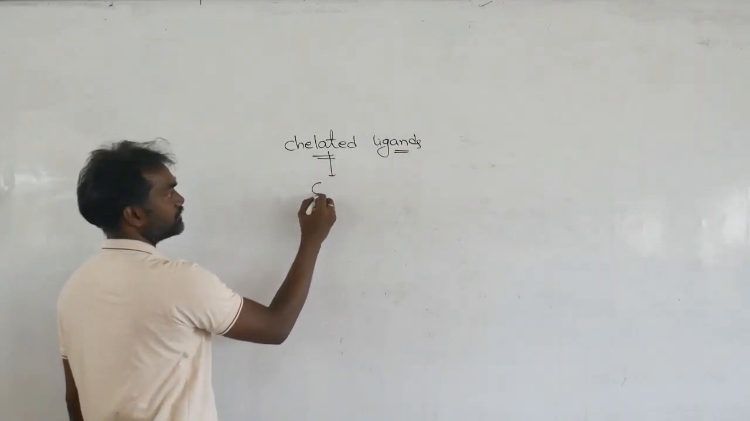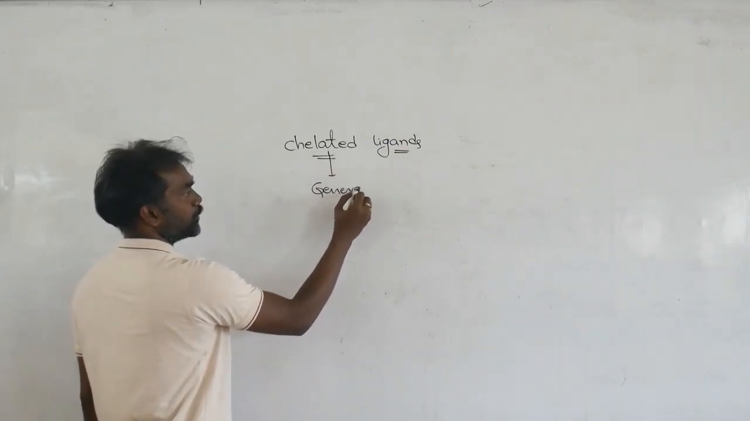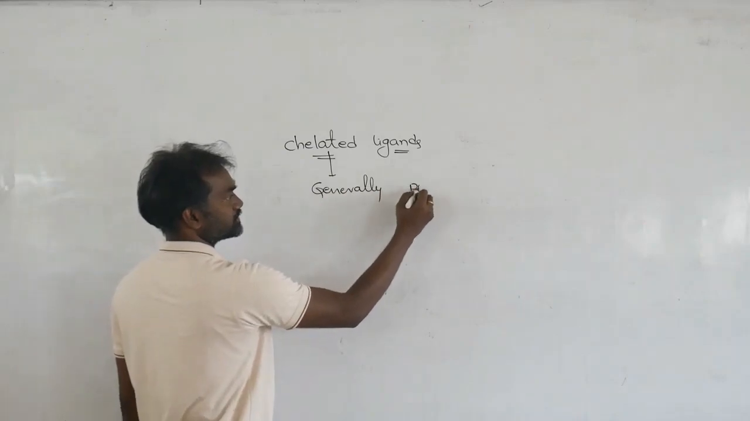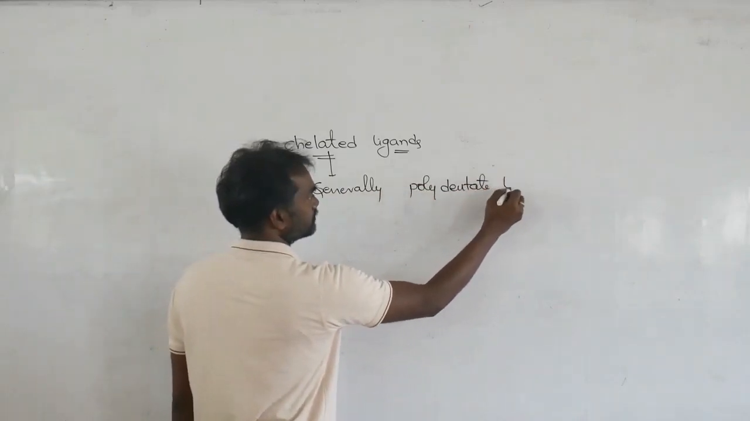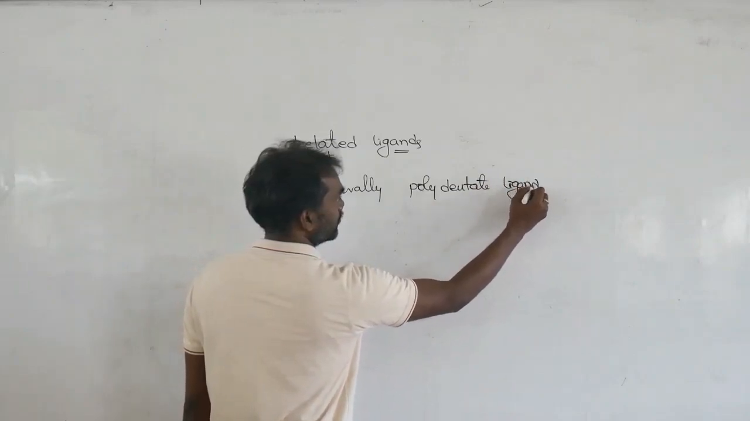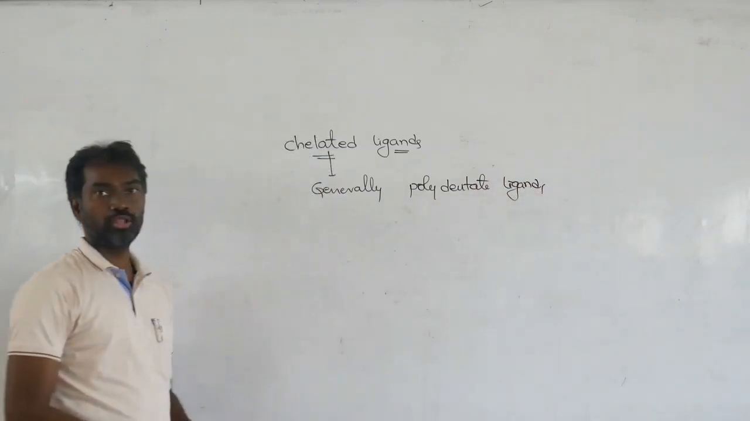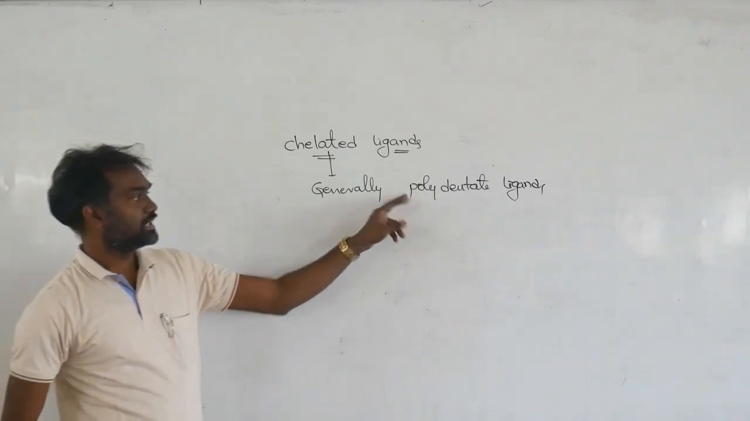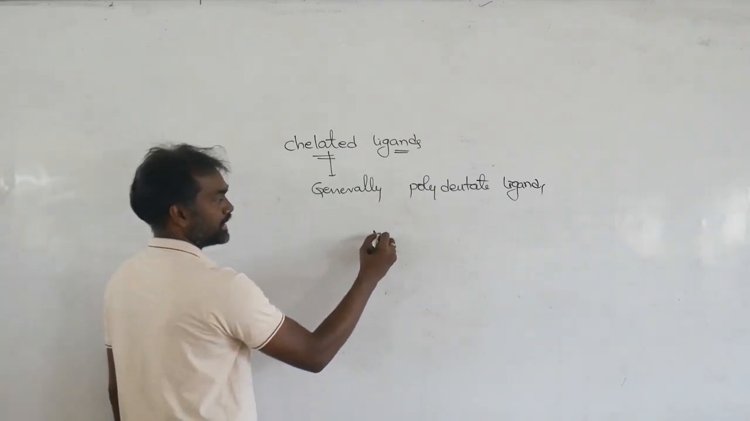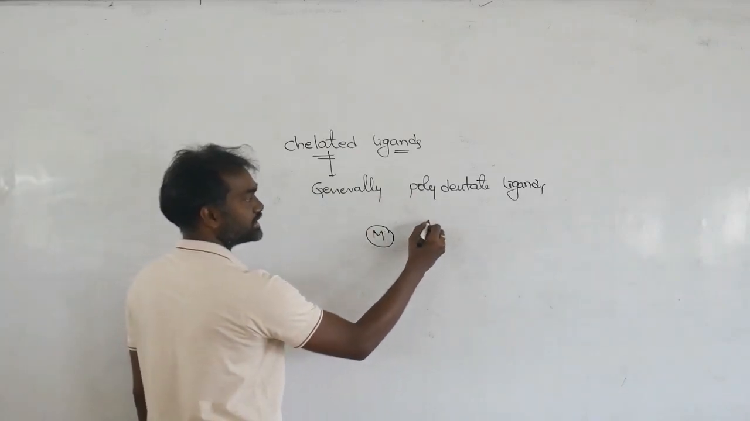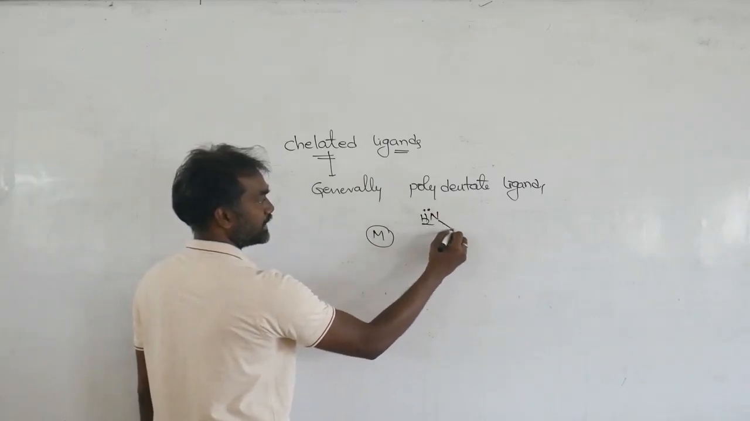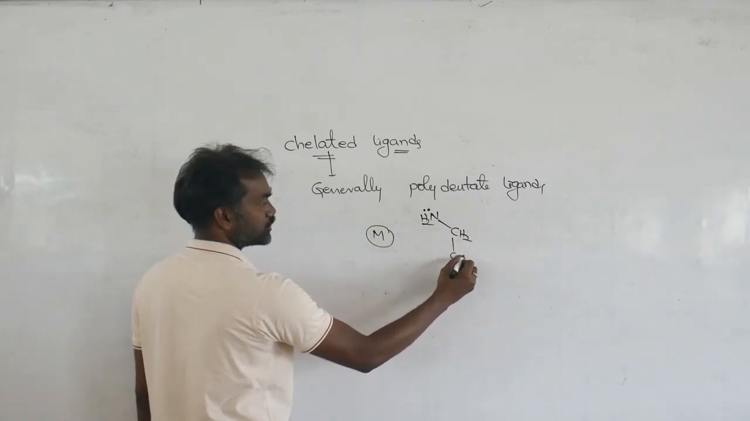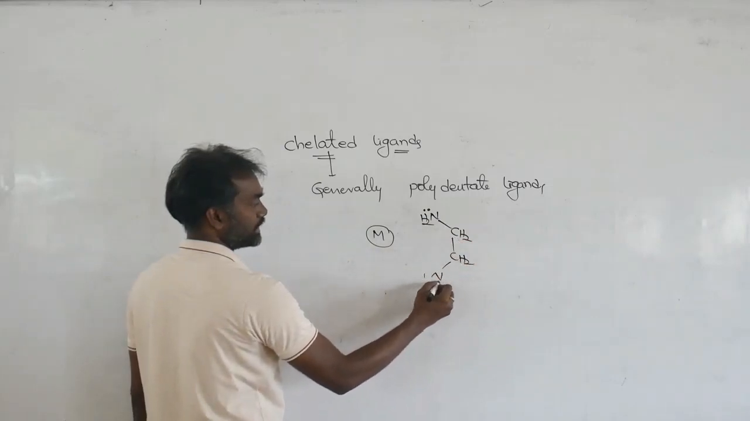So generally, polydentate ligands. Polydentate means what? More than one lone pair donors. See, suppose a metal is there. Suppose you take ethylene diamine: CH2, CH2, NH2.